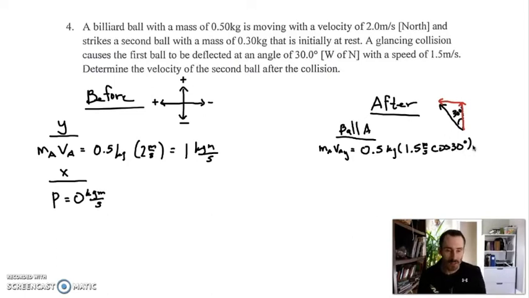This equals 0.65. 0.65 kilogram meters per second squared. Not per second squared, just per second. Kilogram meters per second. This is the momentum of ball A in the north direction.